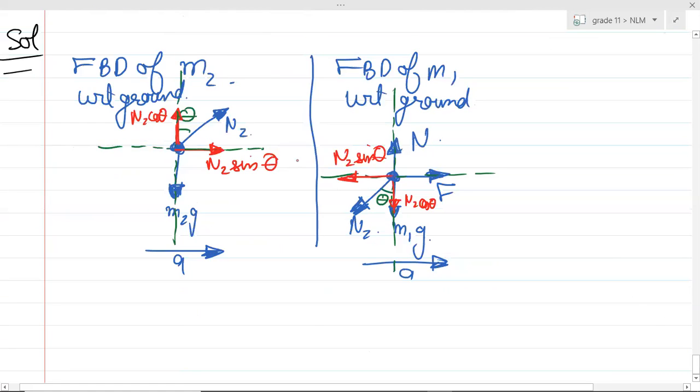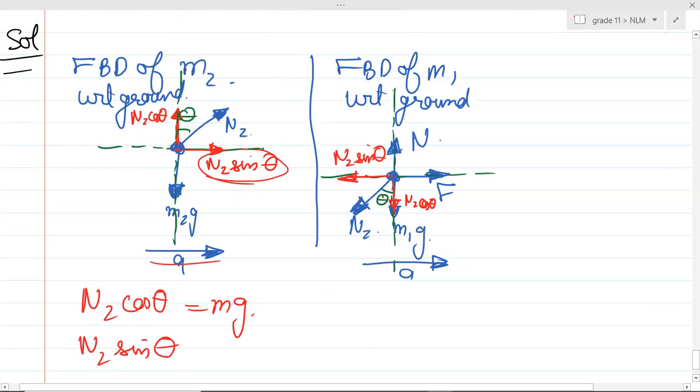So from here, if I make the equations, can you see the object was not flying up or down? So N2 cos theta should be equal to mg, and this N2 sin theta is providing the net acceleration. So N2 sin theta, and what is this mass? M2. So it is equal to M2 into A. These are the first two equations, and the second set of equations will be like from here, N should be equal to M1g plus N2 cos theta.